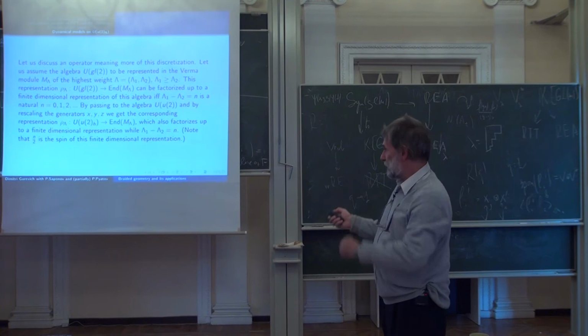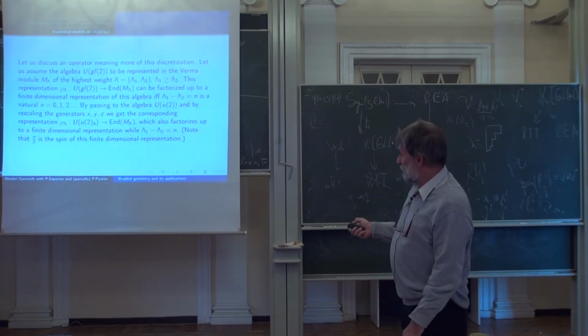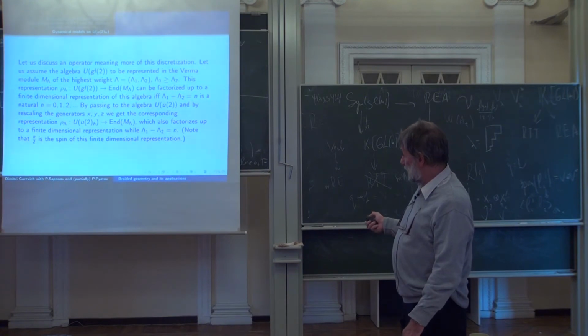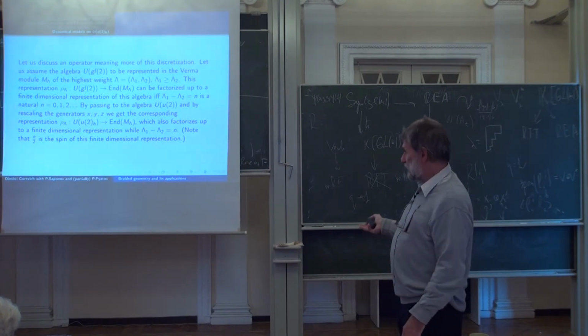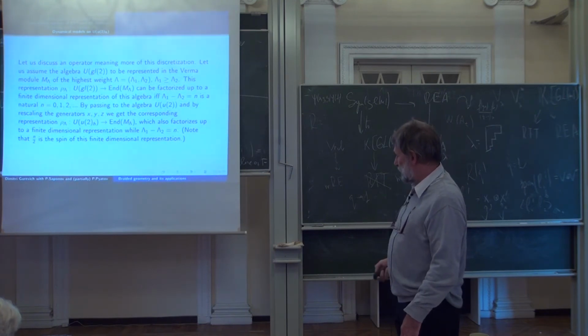So I finish with the following picture. We consider the Fermat model M lambda of the highest weight. We consider the following representation, the usual representation. You know that it's factorizable if lambda 1 minus lambda 2 is an integer.